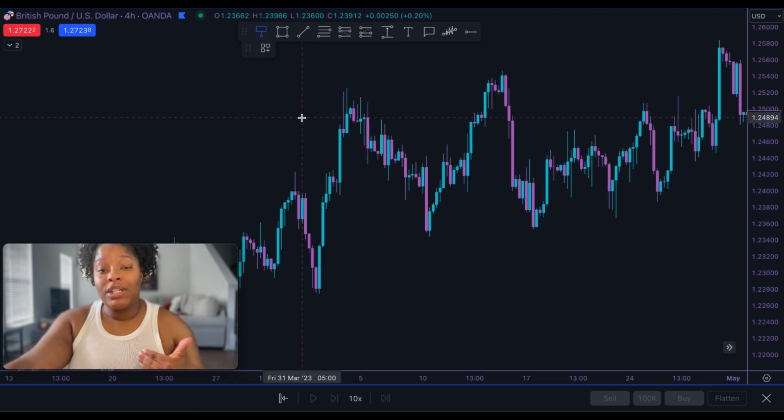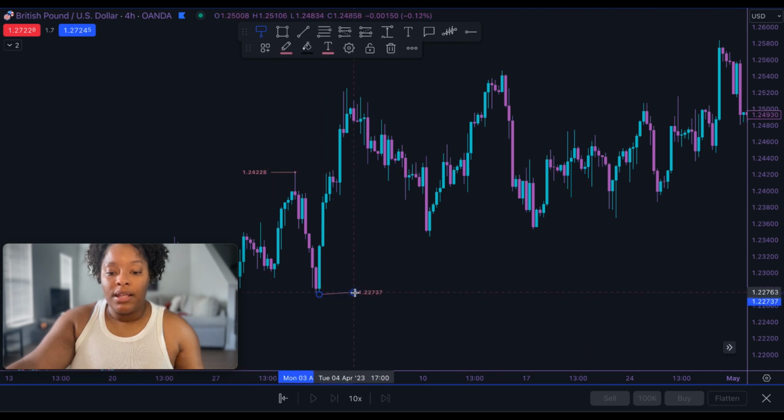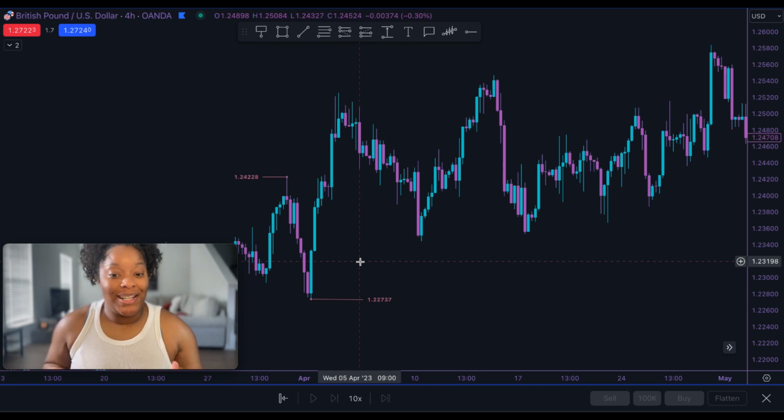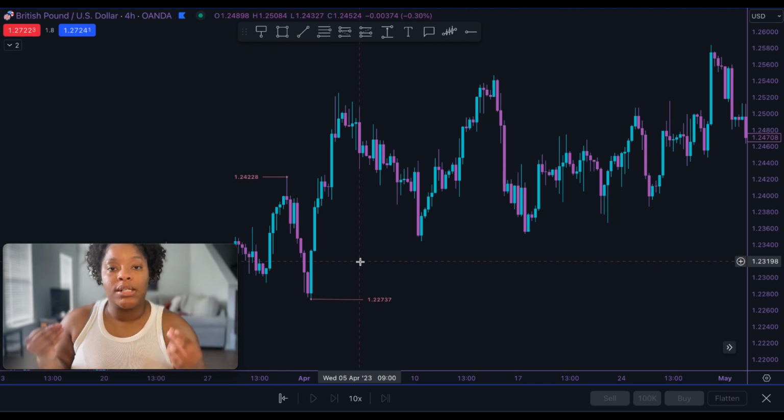What you really want to do is just locate the first high and the low that you see. And it could be anywhere on your chart. I'm on the 4-hour time frame on pound USD. So we're going to just place the price note tool at the high, and then we're going to place it at the low. Right now, we just see that it went from 1.24228 down to 1.22737. So we want a starting point.